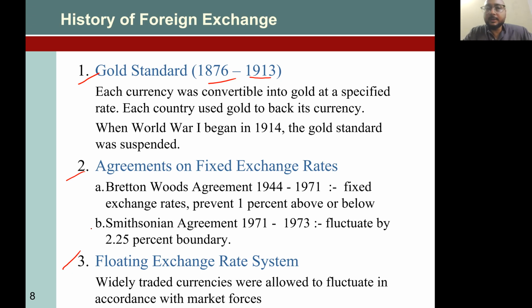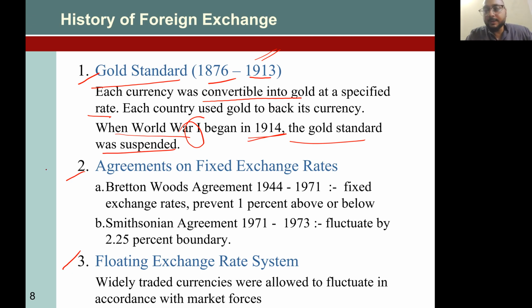The exchange rate system has emerged, number one, from the era of the gold standard, which lasted from 1876 to 1913, in which each currency was convertible into gold at a specified rate. This means every country must hold enough gold to back its currency. Gold is just kept in a vault for safekeeping, because the receipts are all over the world. But when World War I began in 1914, the gold standard was suspended.